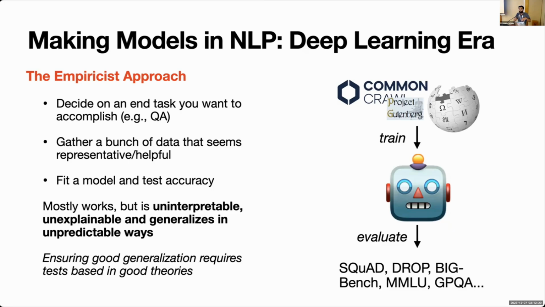So even in the deep learning era, people talk a lot about theories, but they do it not from the perspective of constructing a pipeline, they do it from the perspective of constructing an evaluation. They're like, are neural networks systematic? Do they understand compositionality? Do they understand monotonicity? Do they understand predicate argument structure? And they operationalize these in terms of benchmarks.